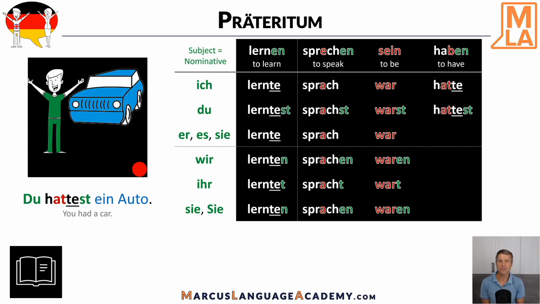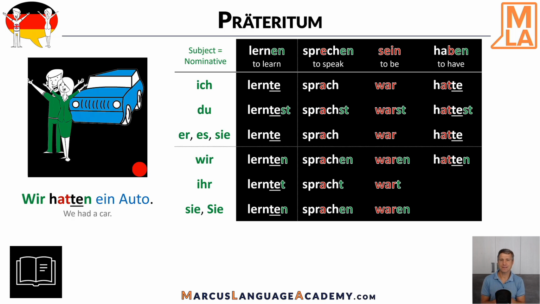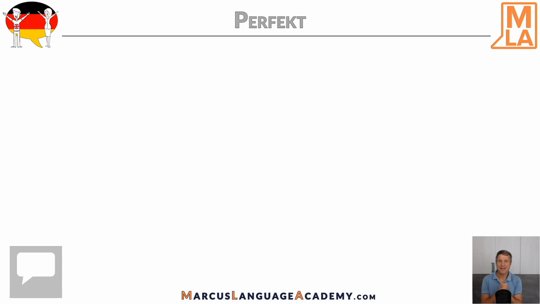Du hattest ein Auto. You had a car. Er hatte ein Auto. He had a car. Wir hatten ein Auto. We had a car. Ihr hattet ein Auto. You all had a car. And sie hatten ein Auto. They had a car.